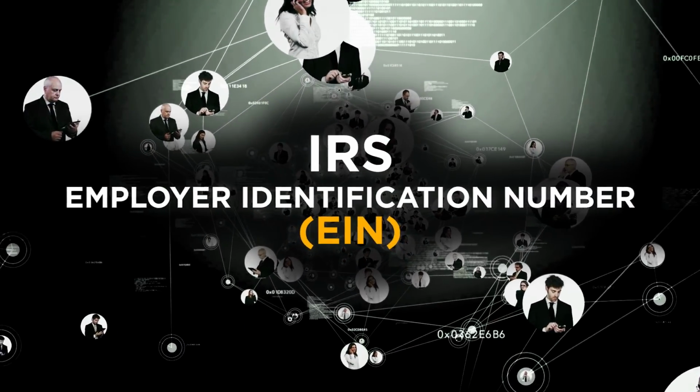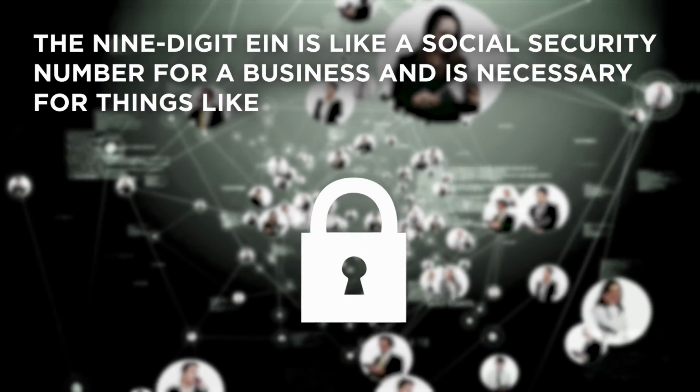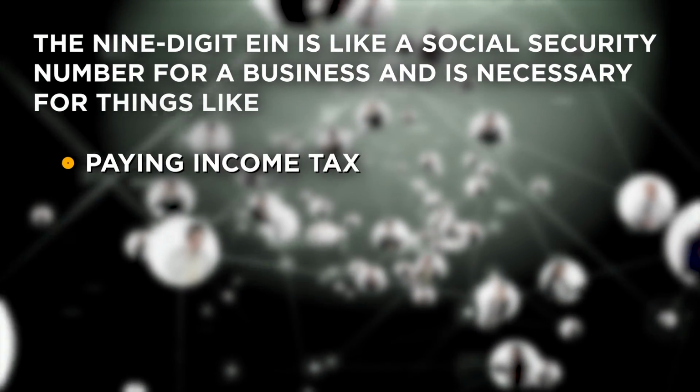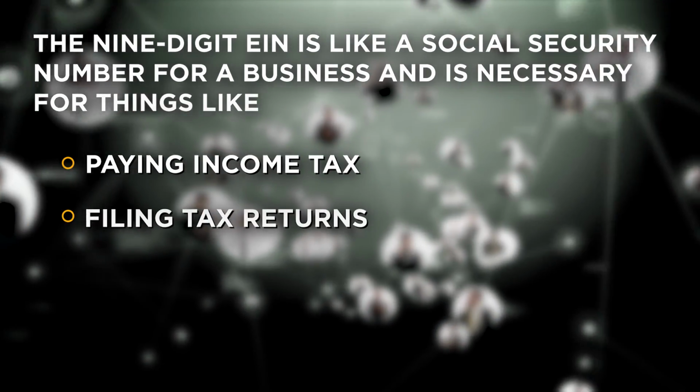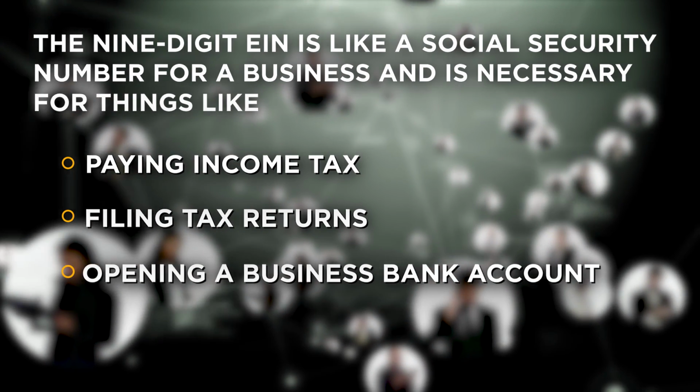Step 5. Get an EIN. Before your company is ready to start doing business, you must obtain an IRS Employer Identification Number, EIN, by applying on the IRS website. The 9-digit EIN is like a social security number for a business and is necessary for things like paying income tax, filing tax returns, and opening a business bank account. You can apply for an EIN on the IRS website.